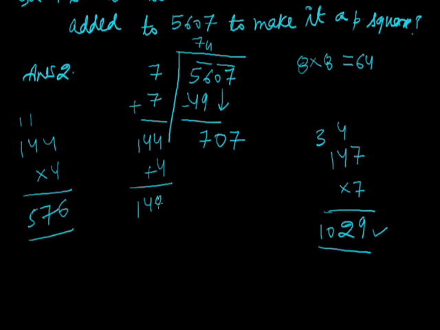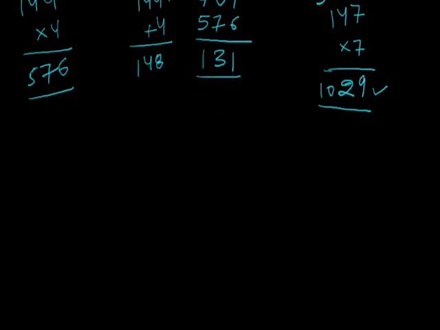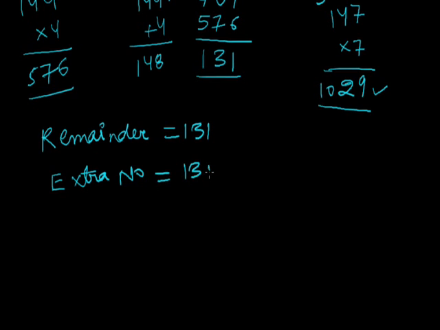We get the answer as 148, and right over here 576. We get the remainder as 131. Now the question is, what should be the number which must be added to make it a perfect square? The remainder comes as 131, so the extra number we are getting is 131.